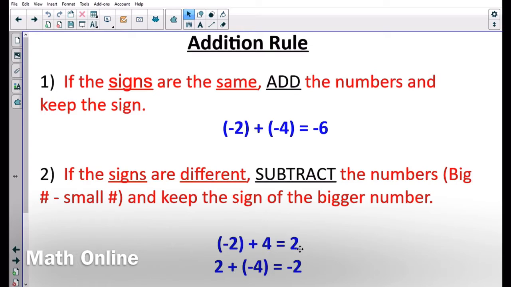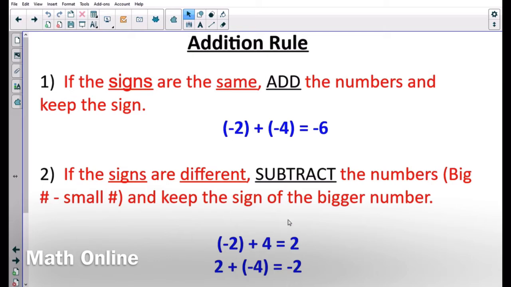And now we have to choose what sign to put. Well, what does the statement say? It says keep the sign of the bigger number. Well, which of these numbers is the biggest number-wise? The 4 is the biggest number-wise, right? So therefore, if the 4 is positive, my solution has to be positive. Okay? So that's how it works.